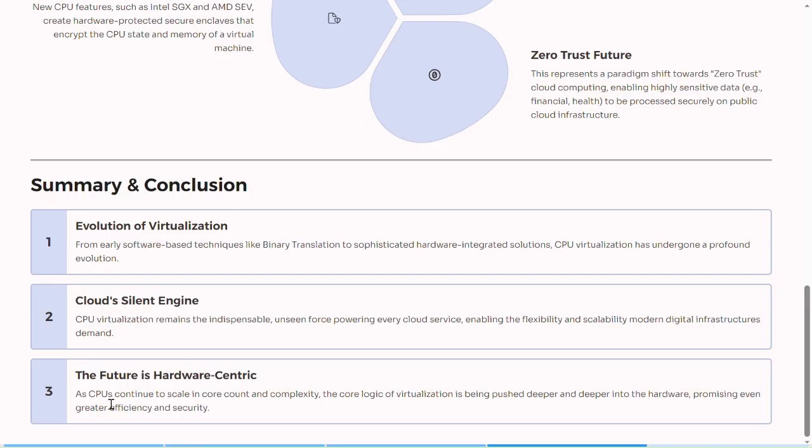As CPUs continue to scale in core count and complexity, the core logic of virtualization is being pushed deeper and deeper into the hardware, promising even greater efficiency and security.